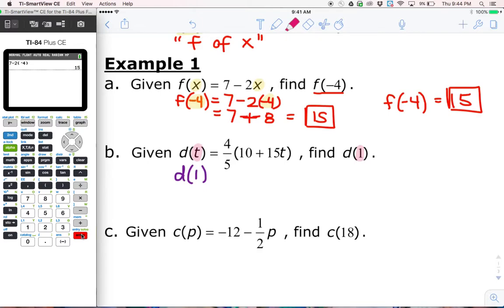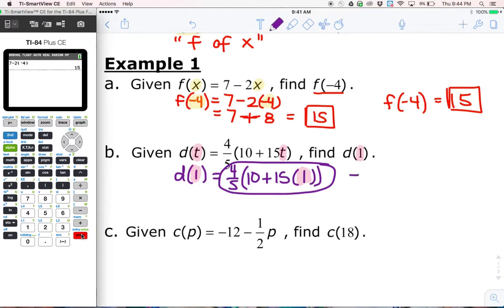So, this t is now a 1. On the right side, we're going to do the same thing. Instead of writing t, we're going to write something else. t is now becoming the number 1. So I'm just going to put this right into my calculator to get my answer, to clean that up. To get a fraction, I'm going to do alpha y equals, and just press enter. And I've got 4 on top and 5 on the bottom. Now I've got parentheses, 10 plus 15, and then another open parentheses with a 1 in there, close, close. Here we go. My answer there is just 20.